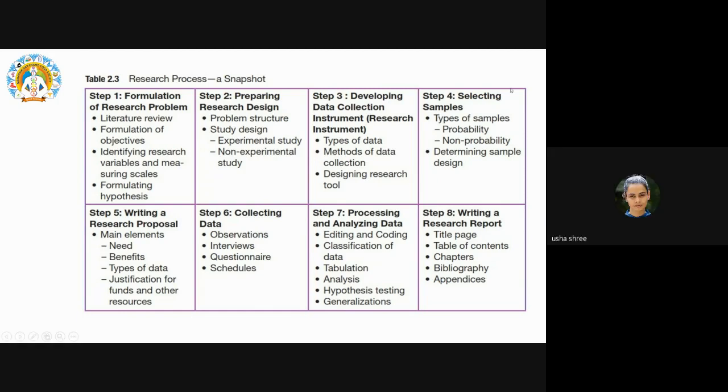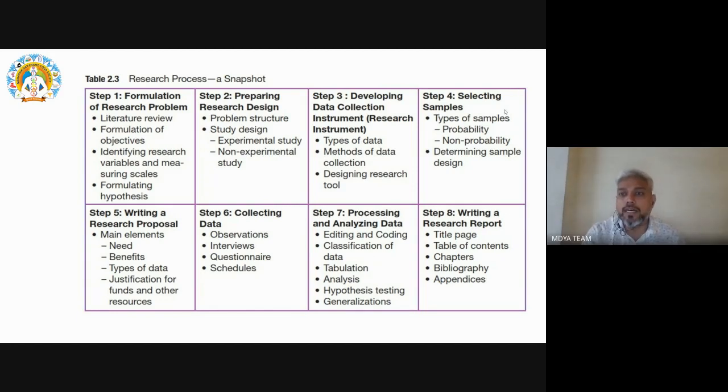Yes, sir. Okay, perfect. So selecting samples, it includes type of samples, probability. There are two types of sampling. One is probability, another is non-probability, and determining sample designs. So this is the fourth step. And we also conclude today the fifth step, that is writing a research proposal. And step 6 is collecting data. And step 7 is processing and analyzing data.